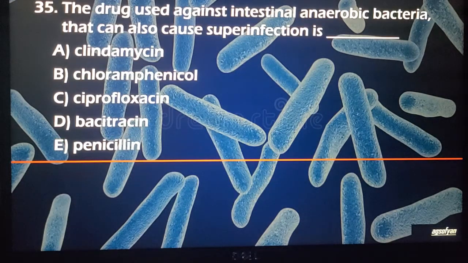Number 35. The drug used against intestinal anaerobic bacteria that can also cause superinfection is A. Clindamycin, B. chloramphenicol, C. ciprofloxacin, D. bacitracin, or E. penicillin. Choose your answer.